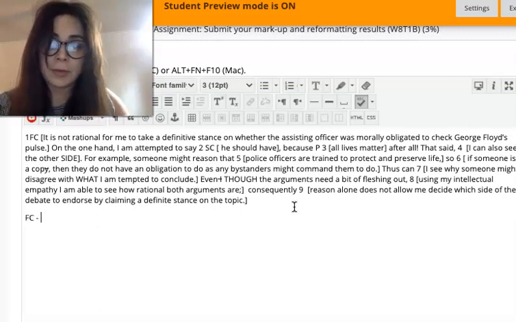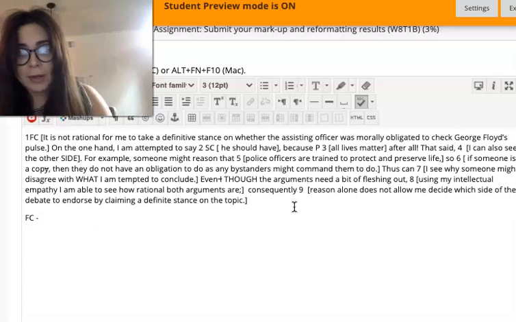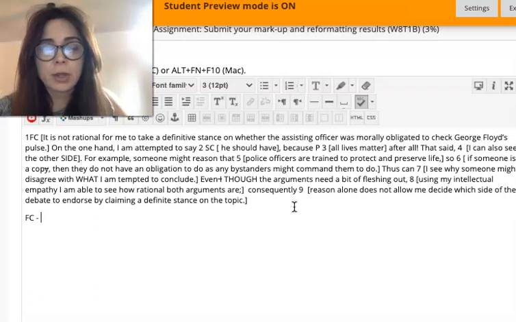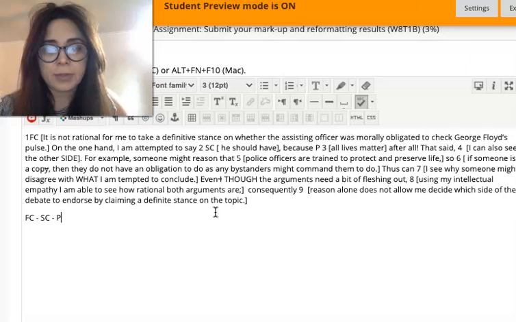Of course, then I have to remember to make changes to my pattern if I make changes to the ordinary argument at any point. But right now, I think I have a final conclusion followed by a sub-conclusion followed by a premise.